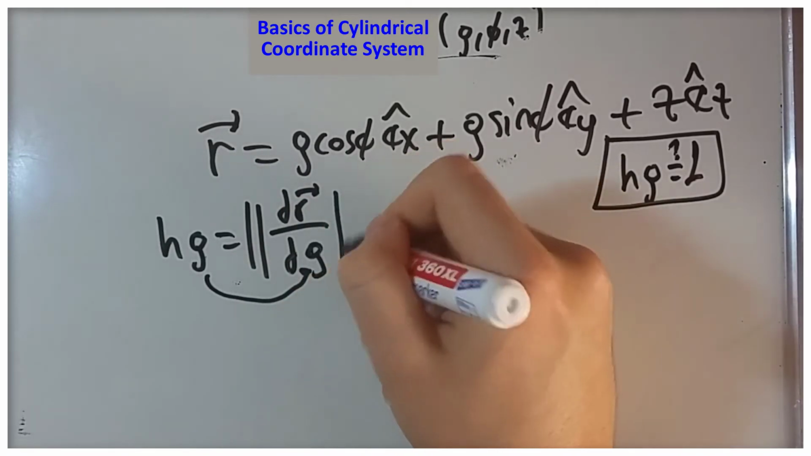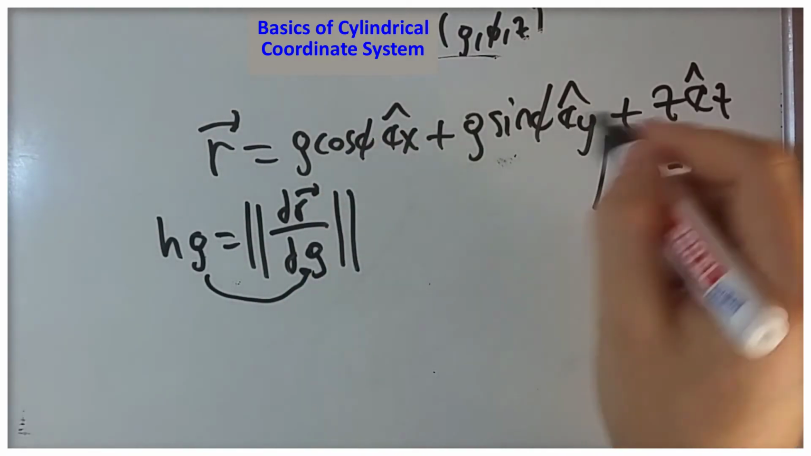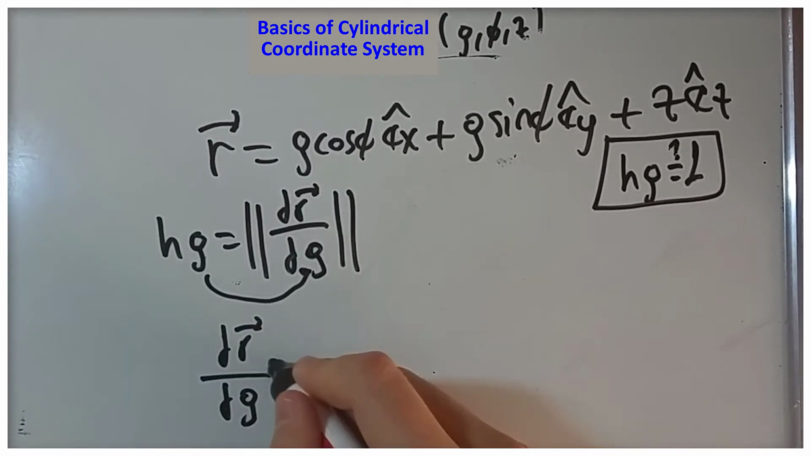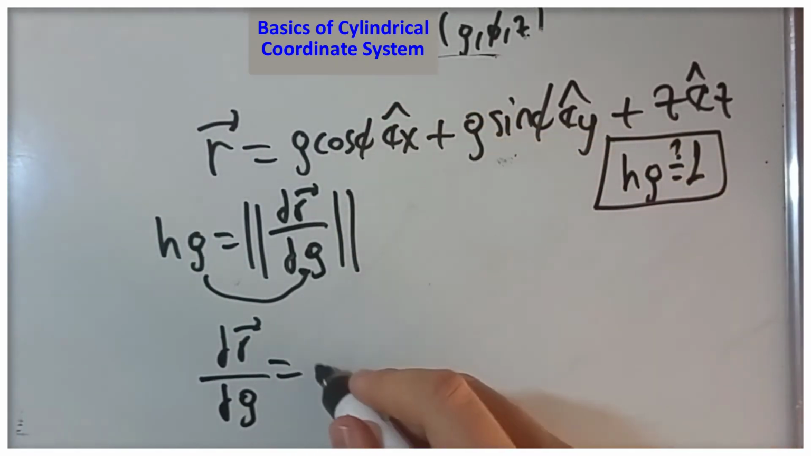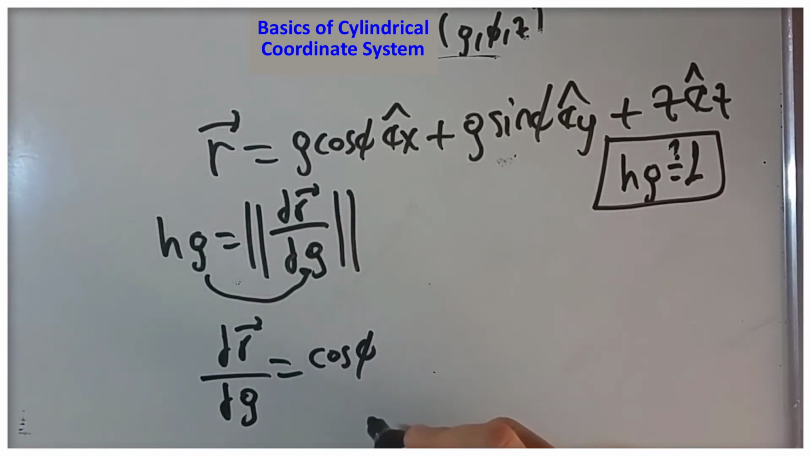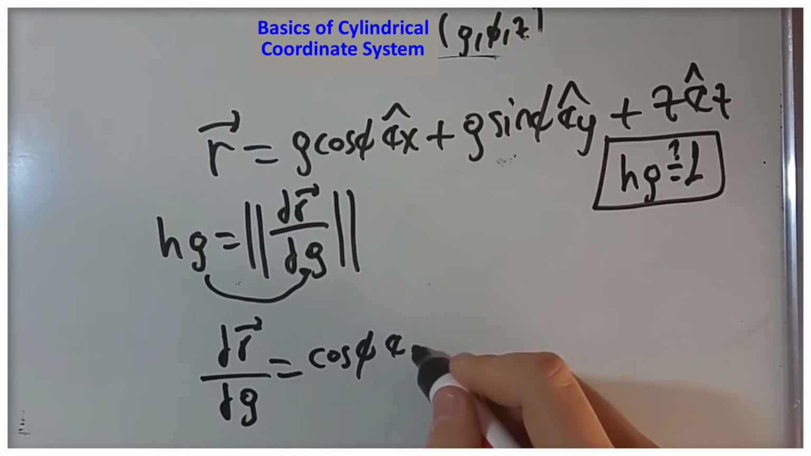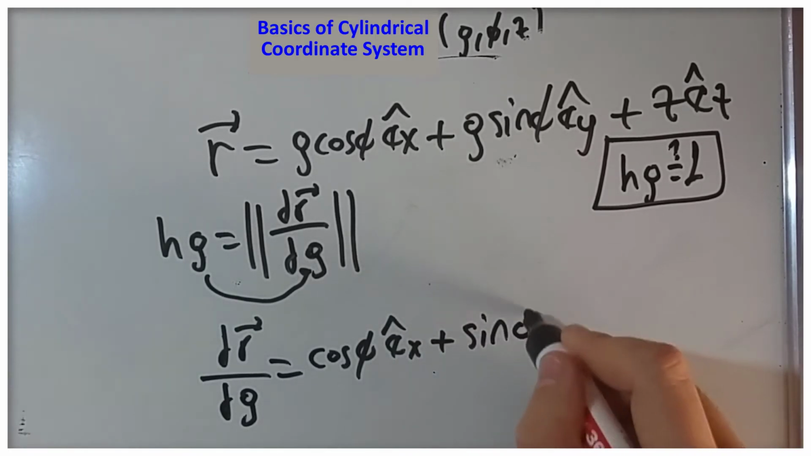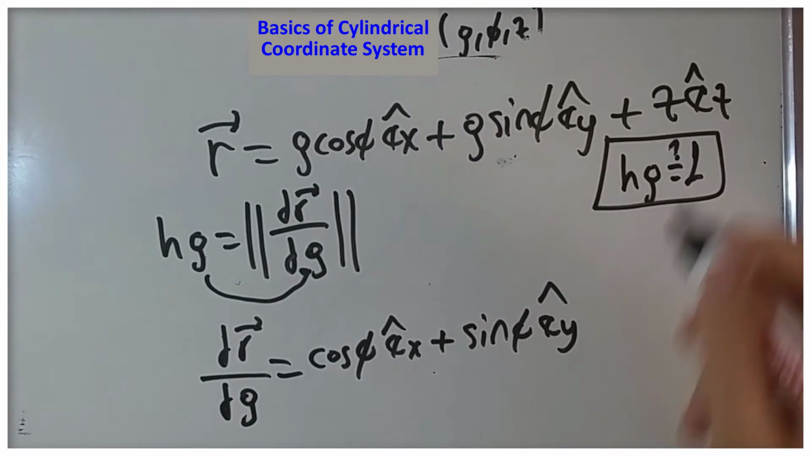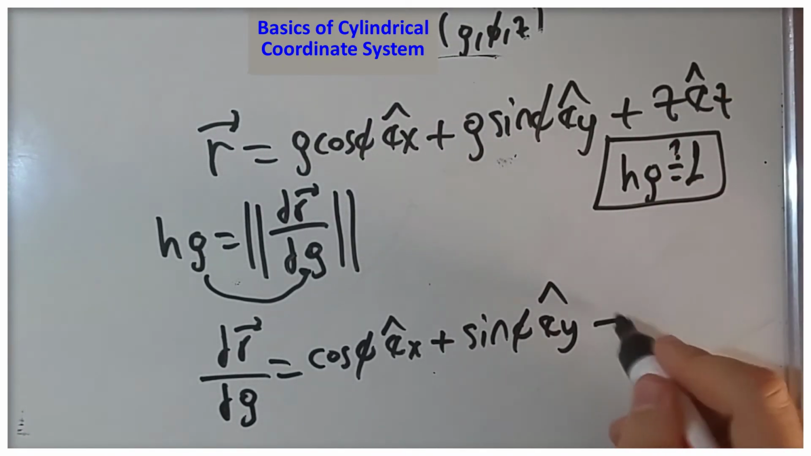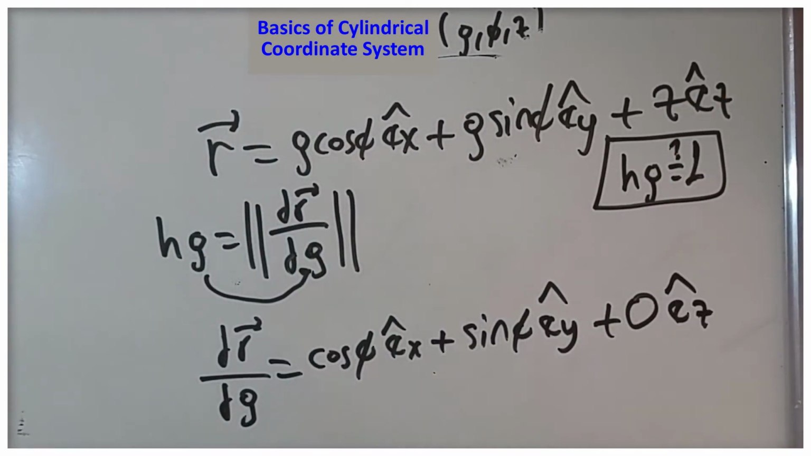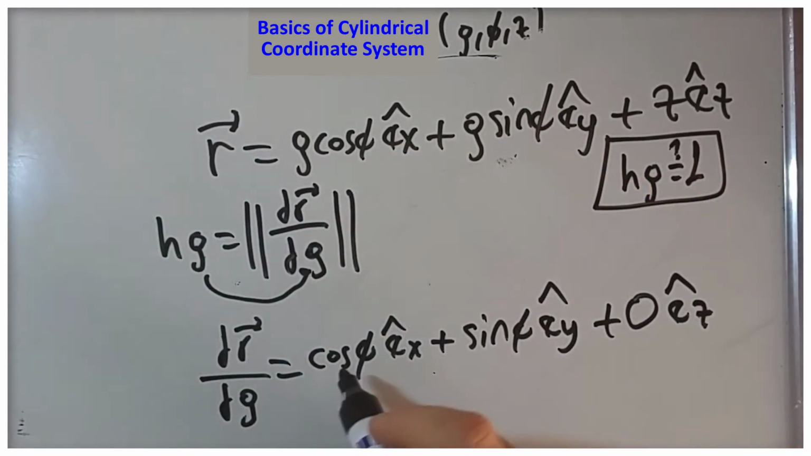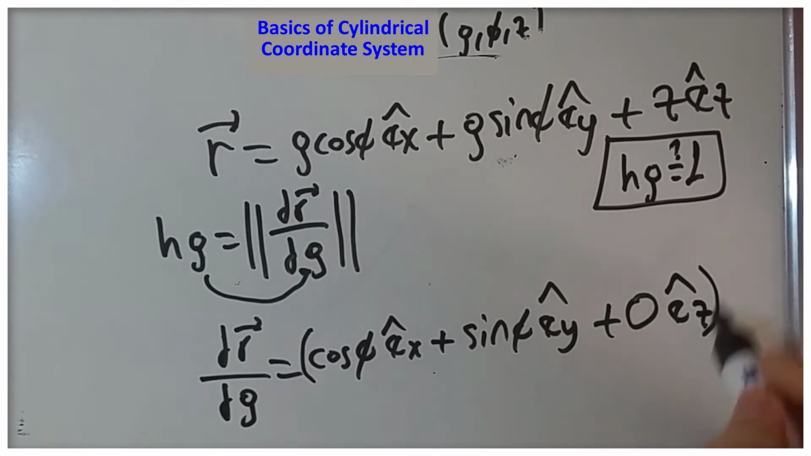Considering that we take a derivative with respect to rho, we can write as follows: dr over d rho equals cos phi ex plus sin phi ey, and with respect to z, no rho, 0 ez. It says take the size of it. What I am doing then is, if I take the square of this and enclose it in the root, I find h rho.